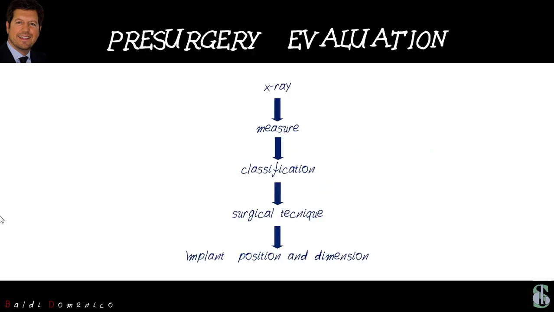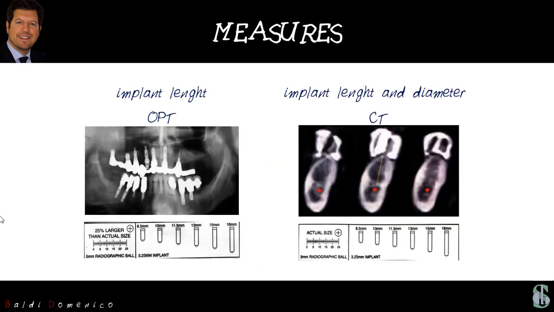When we speak about pre-surgery evaluation, we speak about X-ray. With the X-ray we are able to take measures and make a classification, especially to understand the classification of the bone, I mean quality and quantity classification. We are also able to decide the best surgical technique for our patient, and then also the position and the dimension of the implants.